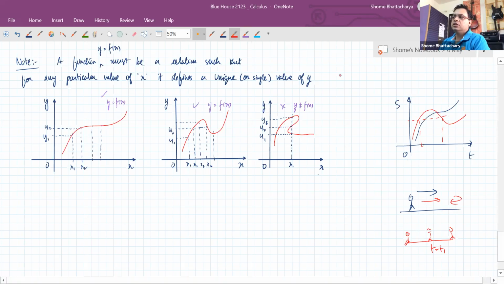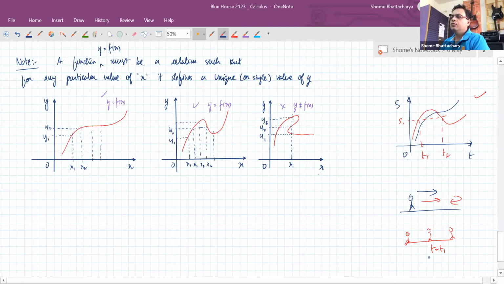Yes, sir. But this graph is wrong. Which one? The third one, the fourth one, the right side? This graph is wrong in the sense that at the same time, a person cannot be at two places, right? So the graph is wrong. In the fourth graph that's not happening. At a particular time, the value of displacement is particular only. See, it might repeat, but not at a particular instant.